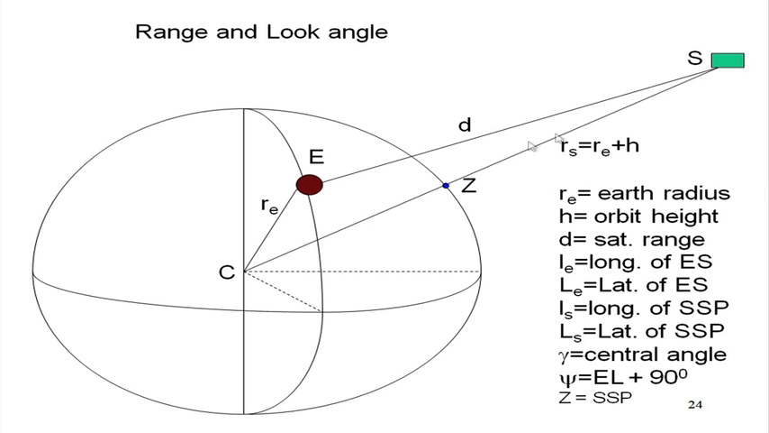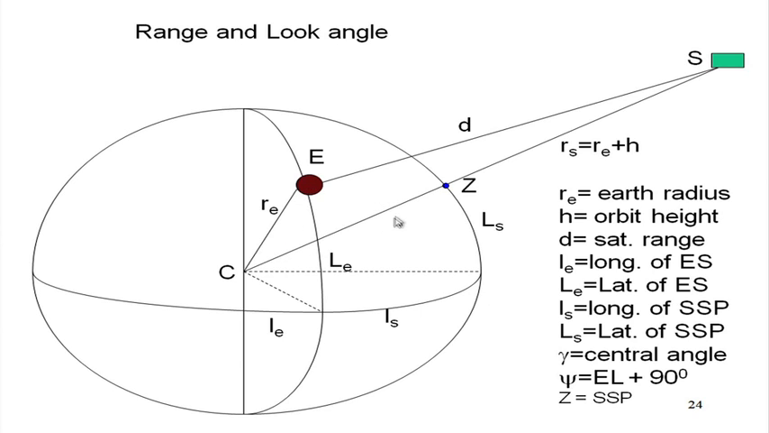Then E to S is the distance from the earth observation, that is earth station to satellite. Longitude of the earth station, small l E, is this particular angle, assuming this is the meridian. Latitude of the earth station is this angle, and sub-satellite point longitude, small l S, is this angle, and latitude of the sub-satellite point, capital L S, is this angle.